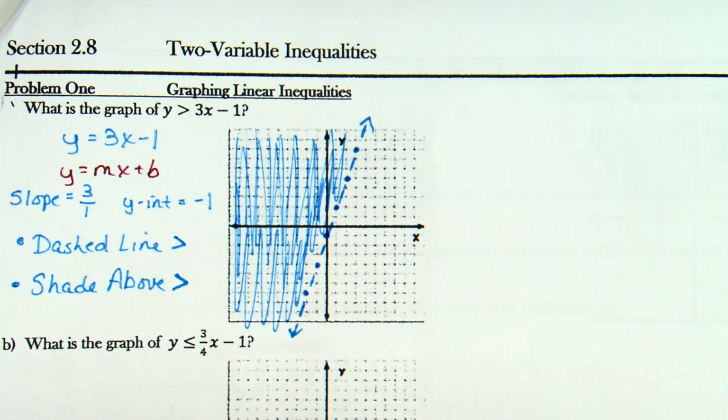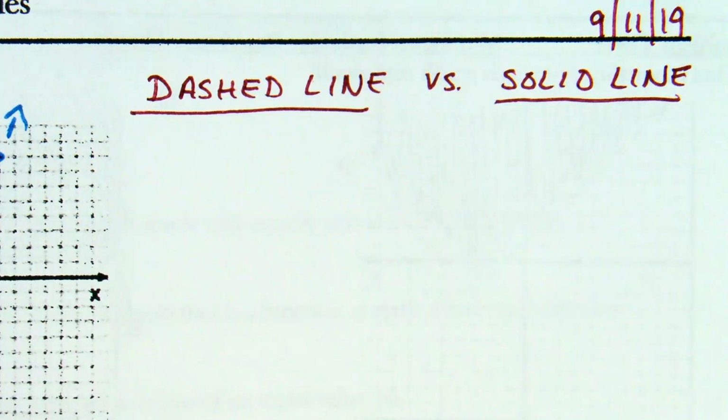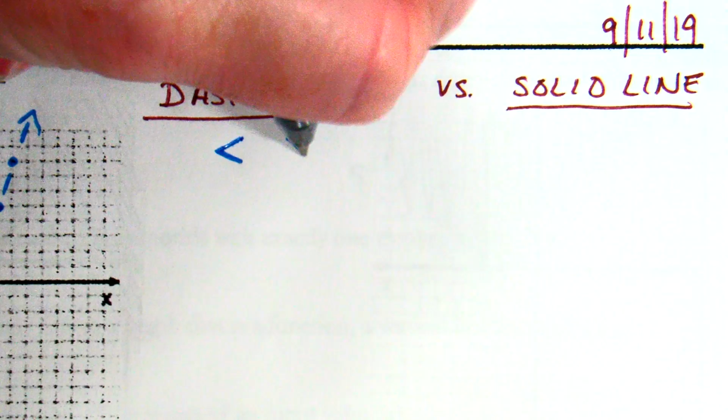So the first cheat sheet I'm going to make, so to speak, is a dashed line versus a solid line. When do I do a dashed line versus when do I do a solid line? So what symbols are you going to see when it's supposed to be a dashed line? Okay, so signs that do not have the equal to part, correct? So a dashed line is going to happen when it's either less than or greater than.